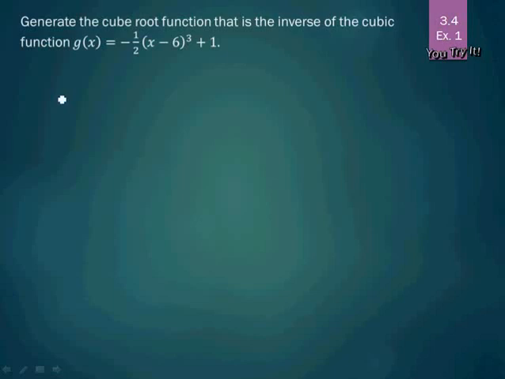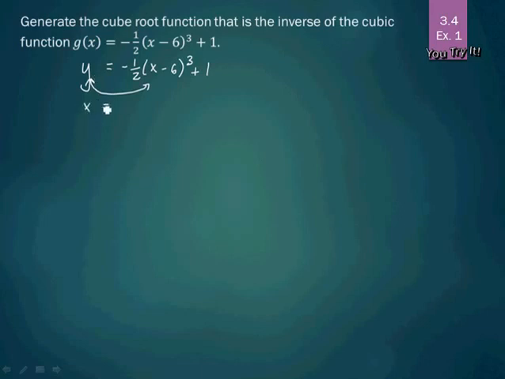Generate the cube root function that is the inverse of the cubic function g of x equals negative 1/2 times the quantity x minus 6 cubed plus 1. The first step is to rewrite our equation using y instead of g of x. The next step is, because it's an inverse function, we need to reverse the dependent and independent variables.